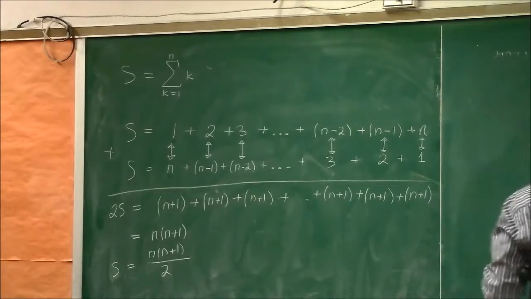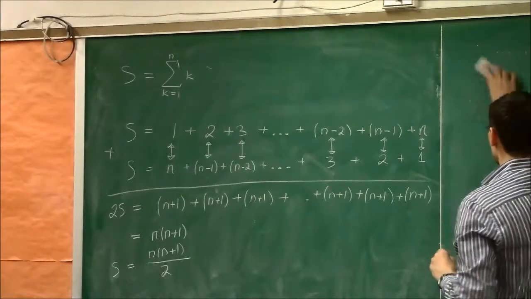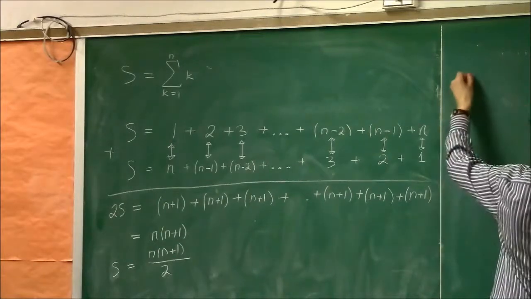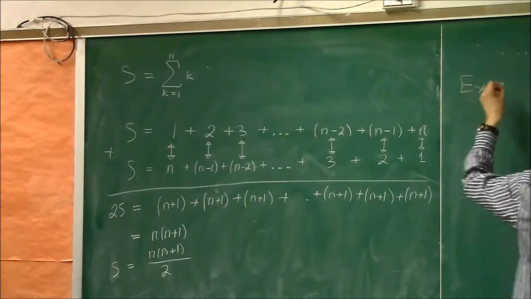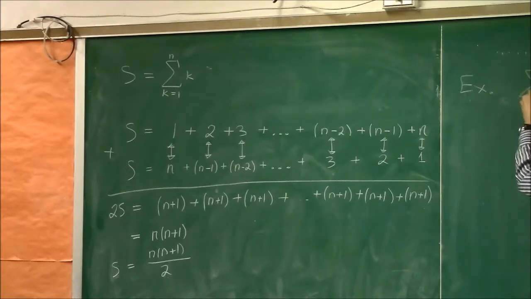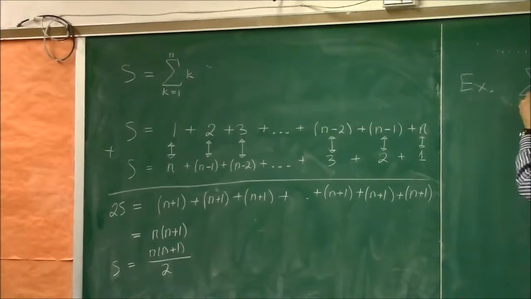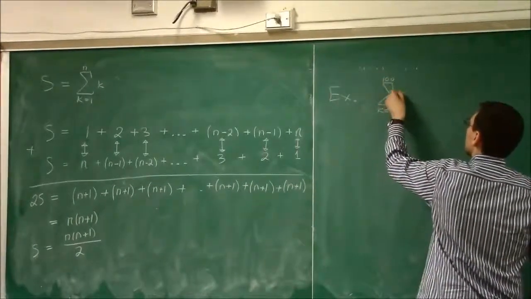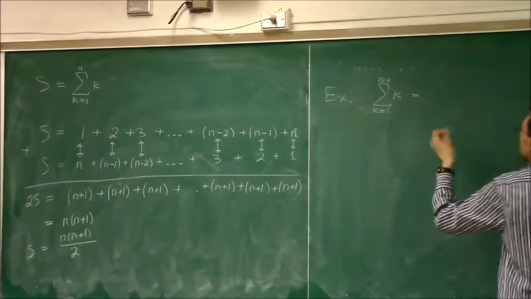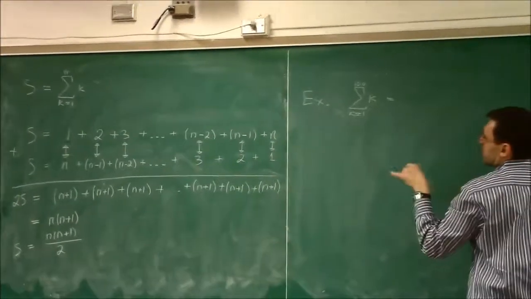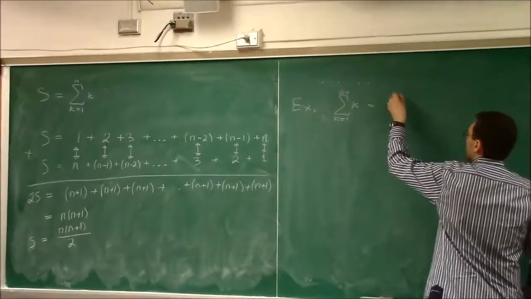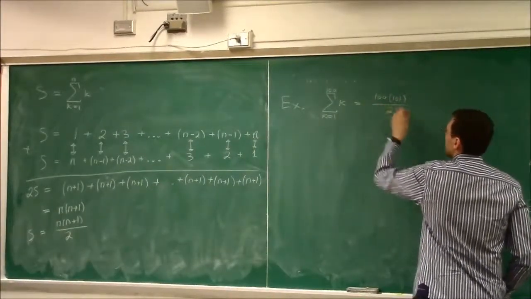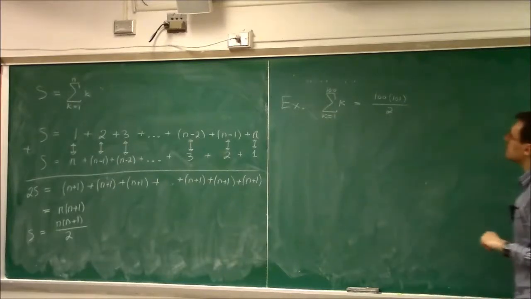So for example, if I take the sum from 1 to 100 of k, according to this formula, it will be 100 times 101 divided by 2. Okay?